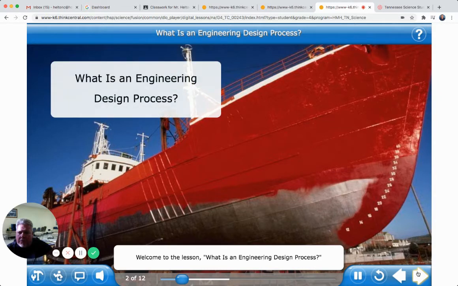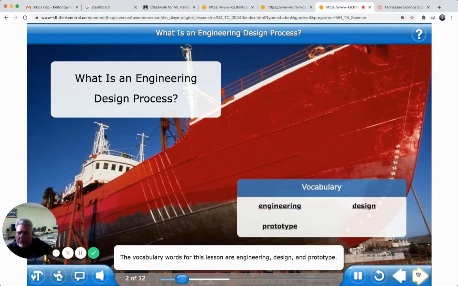Welcome to the lesson, What is an Engineering Design Process? In this lesson, you'll learn how to use the design process to find a solution to a problem. The vocabulary words for this lesson are engineering, design, and prototype. Click each word to find out more about it. We learned about them yesterday, so we're going to go on.